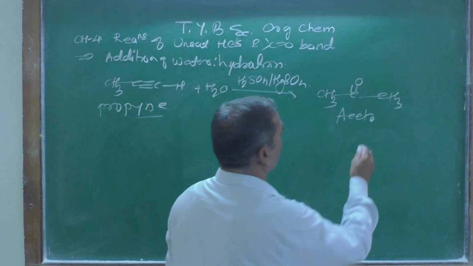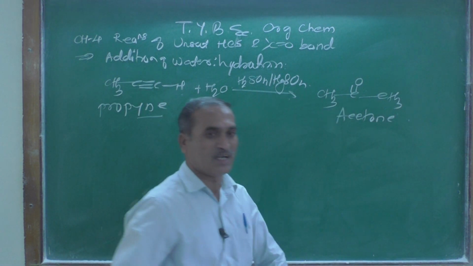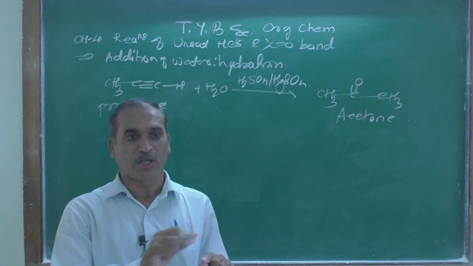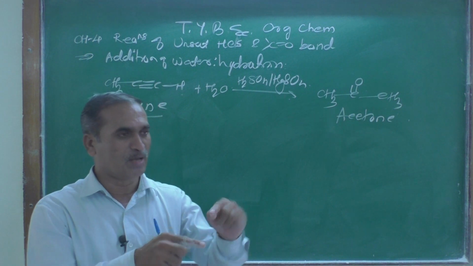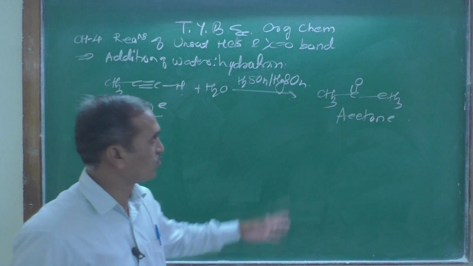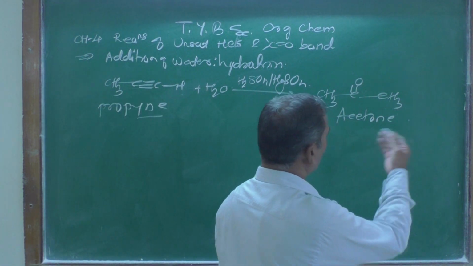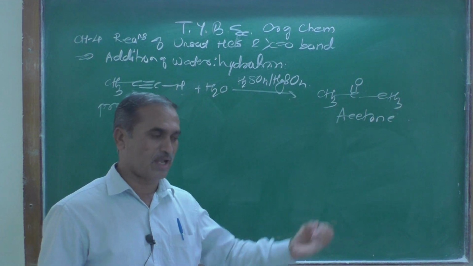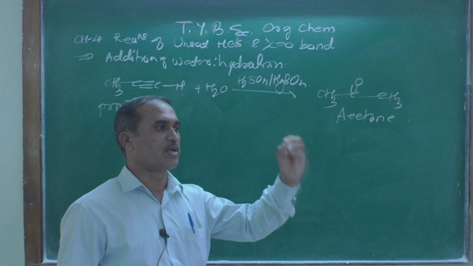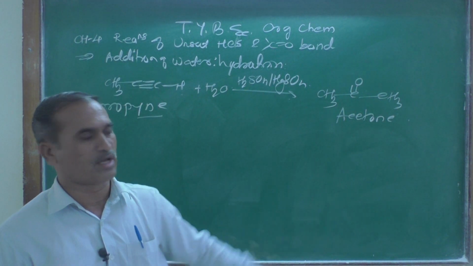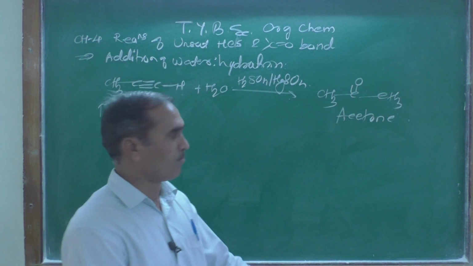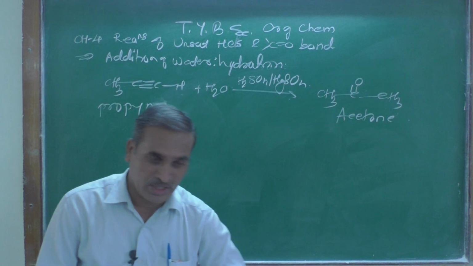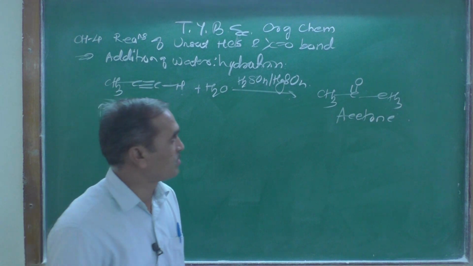The common name of this compound is acetone, and it is used for cleaning or removing nail polish. So it is one of the very good organic solvents. These are volatile solvents, and while carrying out different types of reactions in the laboratory, we can use it as a solvent. It is acetone. Can you tell me the IUPAC name of this compound?